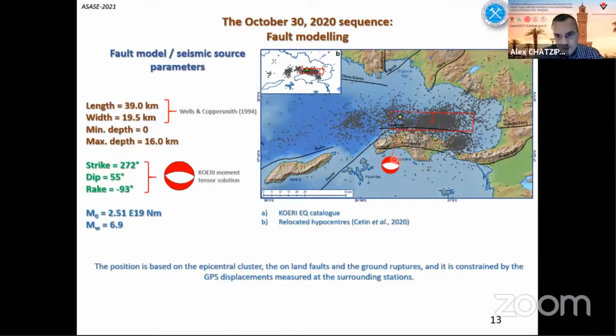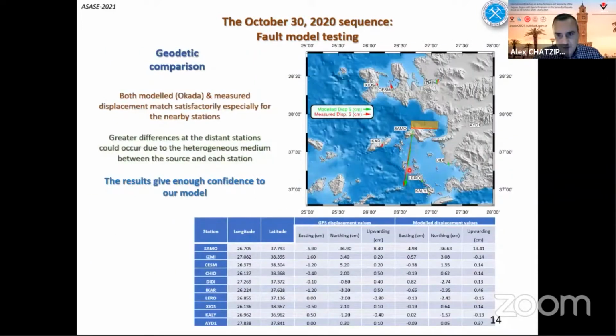And it is also in good agreement with the Kandilli Observatory focal mechanism. And also, again, it is in good agreement with the measured displacement, especially at the Samos station. So this is a comparison between the actual GPS measured displacements and the modeled displacement.